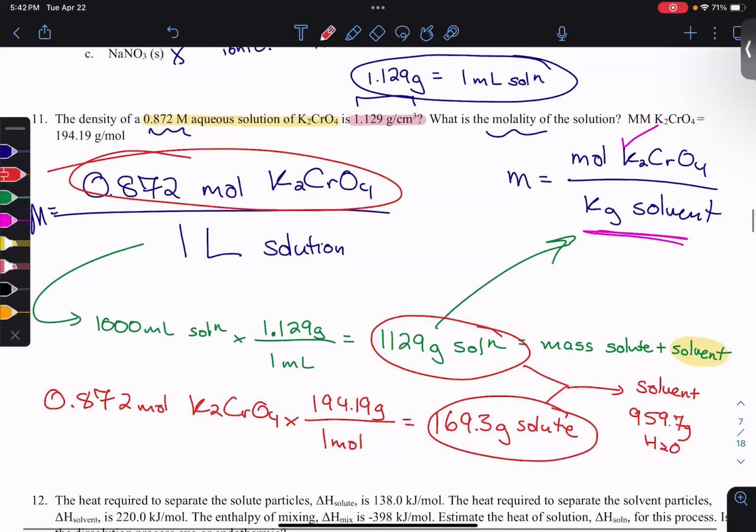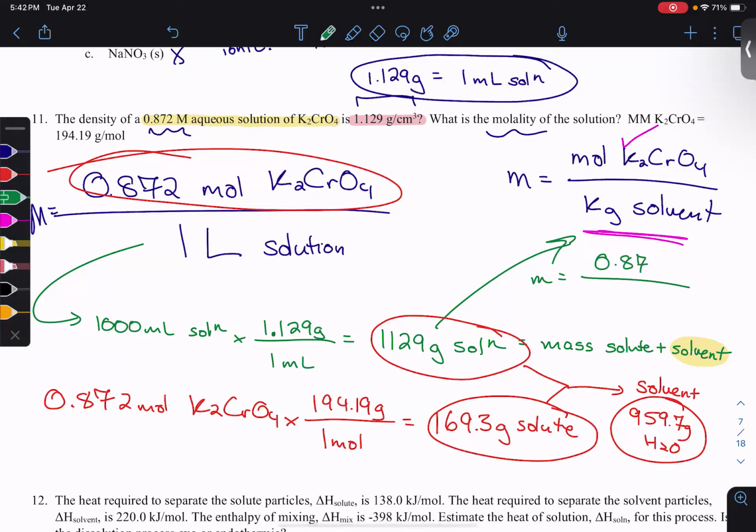So our solution is made up of 960 grams of water, 169 grams of the solute, and that gives us 1,100 grams of the solution. So this is the number that goes into the denominator, converted into kilograms. So molality equals the mole amount given, 0.872 moles over 0.9597 kilograms, and that is our molality, right?